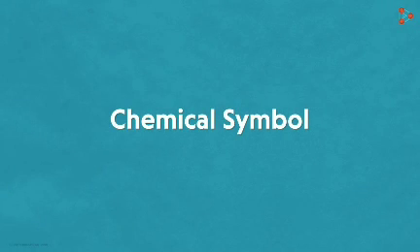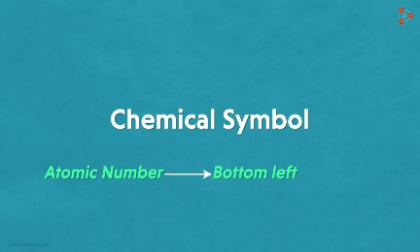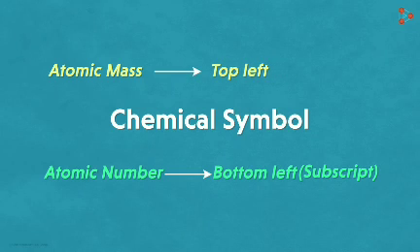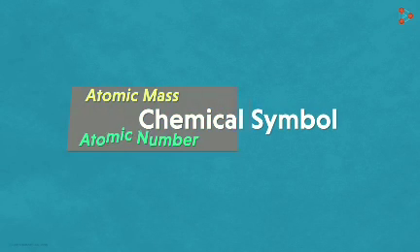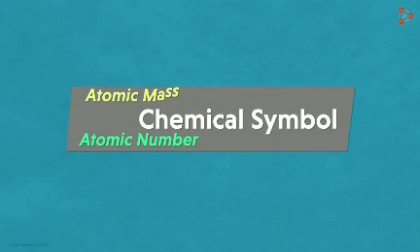Yes. The chemical symbol of the element is written with the atomic number at its bottom on the left side, that is, in subscript. On the other hand, the atomic mass is written on the top left side in superscript. Something like this. The symbol of the element, its atomic number and its atomic mass.